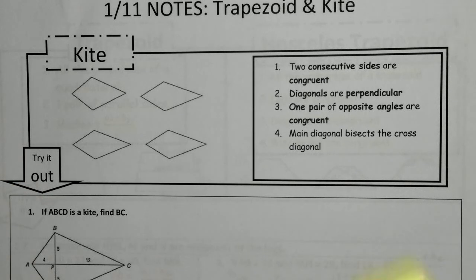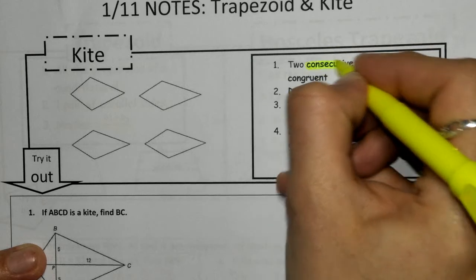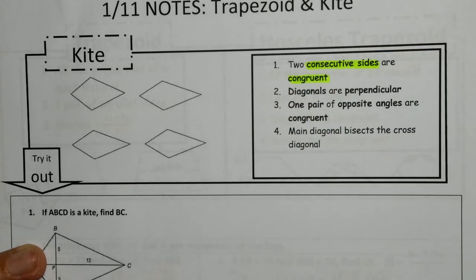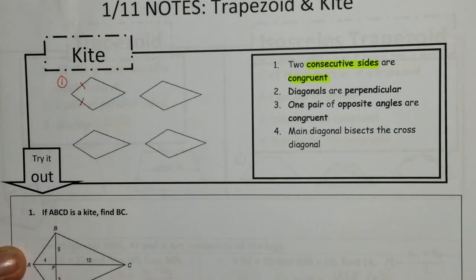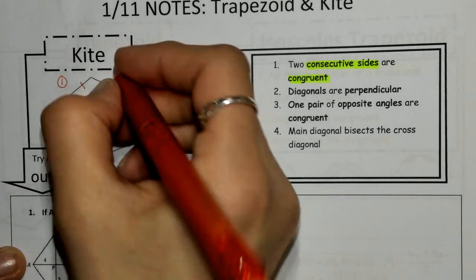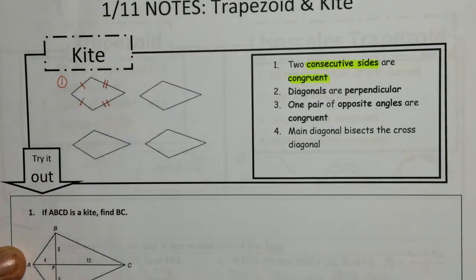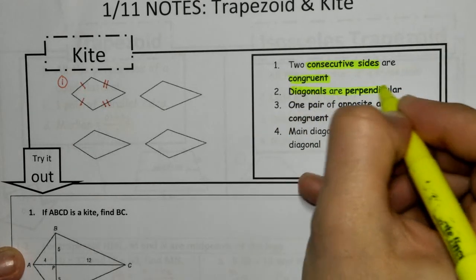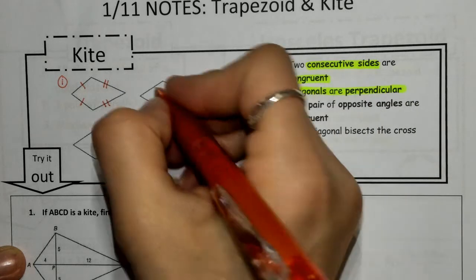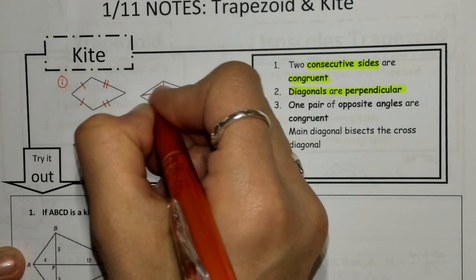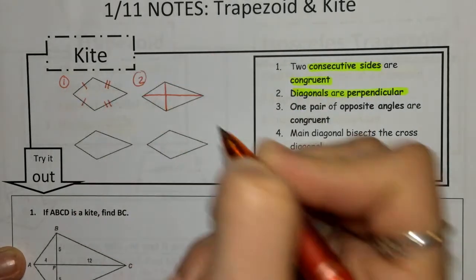What we're going to have is 2 consecutive sides, one after another, that are congruent. And here's property number 1: the 2 shorter ones are going to be congruent, and the 2 longer ones will be congruent to each other. Next, the diagonals are perpendicular. So this is like the rhombus and square. We do have diagonals that are perpendicular. So we have perpendicular right here, number 2.